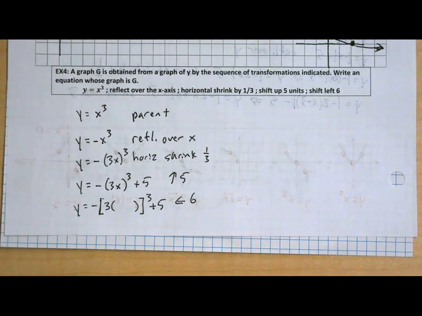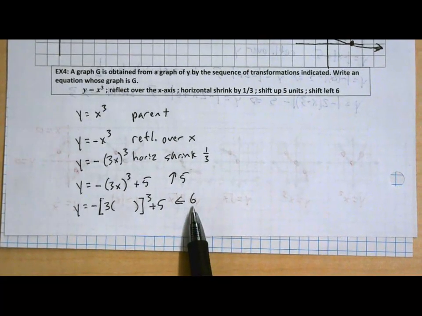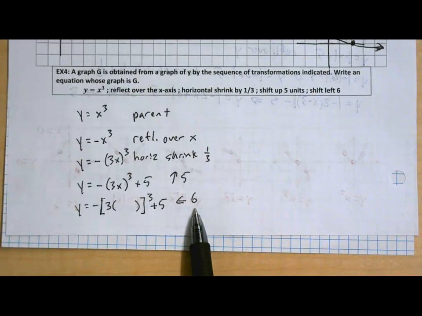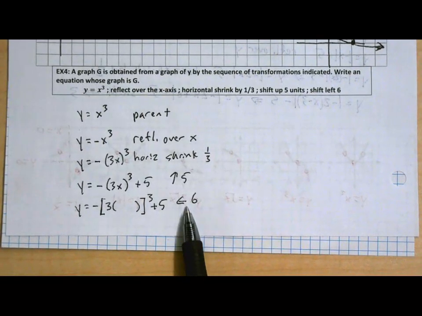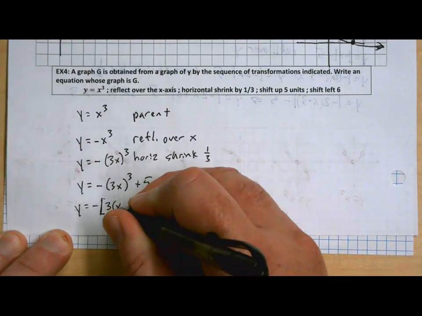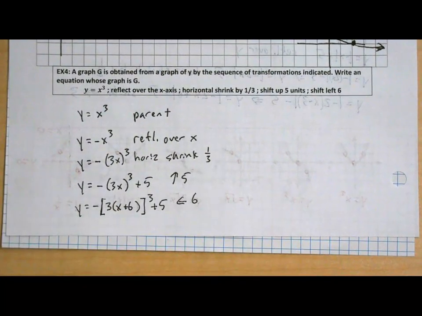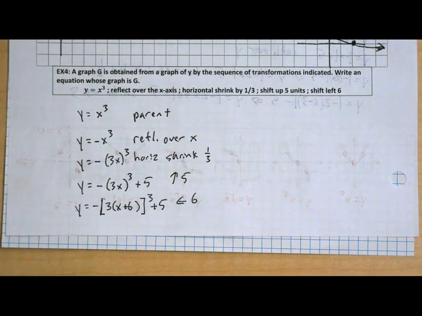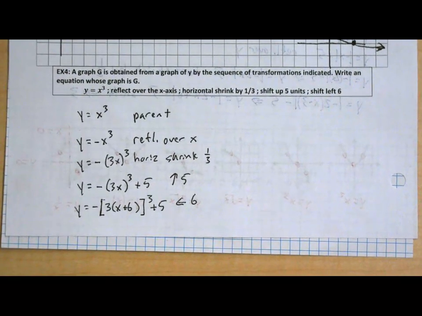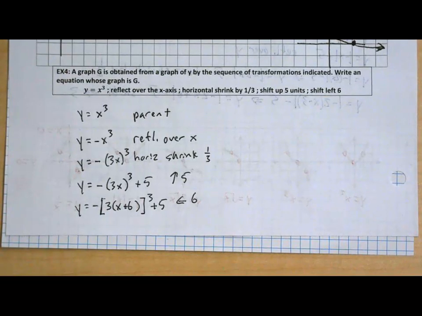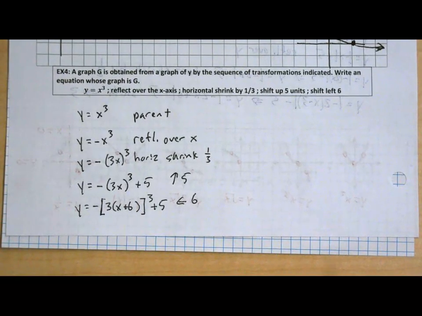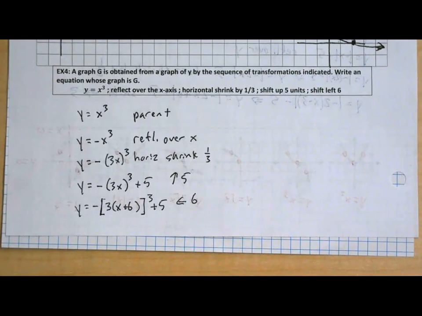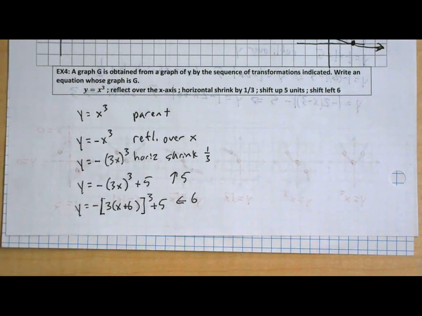Inside an equation, parentheses and brackets mean exactly the same thing. So we pulled the x out, and we need to replace the x with x plus 6. It's backwards, right? You'd think it would be minus, but it's actually plus. And there we go. That would be our final equation. We could distribute this 3 if we want to, but I would just leave it like this.